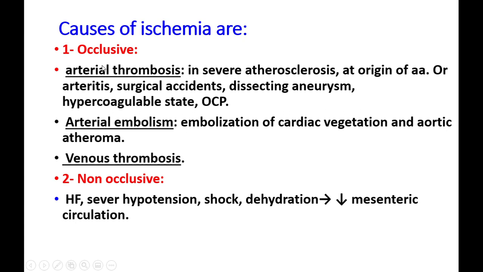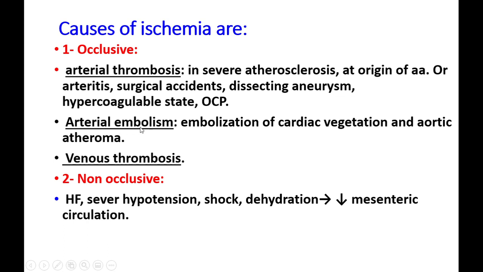So occlusion: arterial thrombosis and severe atherosclerosis, other origin of arteries or arteritis, inflammation or vasculitis, autoimmune inflammation of the arteries, surgical accident, and dissecting aneurysm. Also hypercoagulable state, so thrombi are seen within the arteries causing obstruction, and also oral contraceptive pills will encourage a hypercoagulable state.